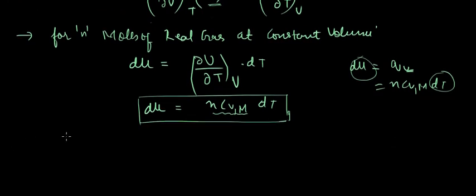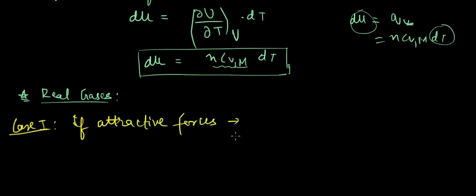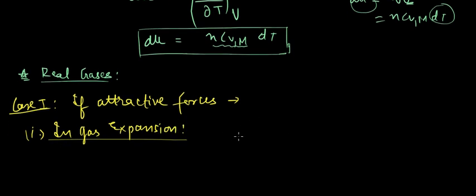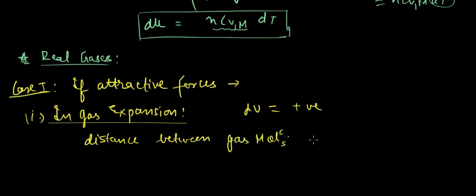Okay, now for real gases, let's take on some cases. First case being, if attractive forces dominate in real gases, then we can write that in gas expansion, dV is positive. Okay, so in gas expansion, distance between gas molecules increases.